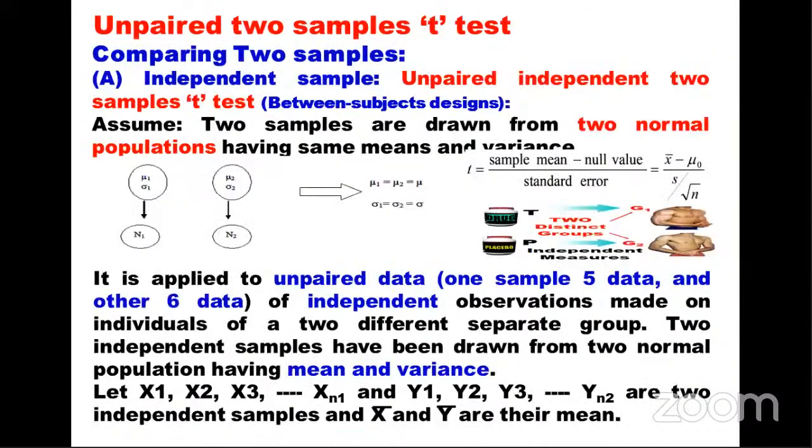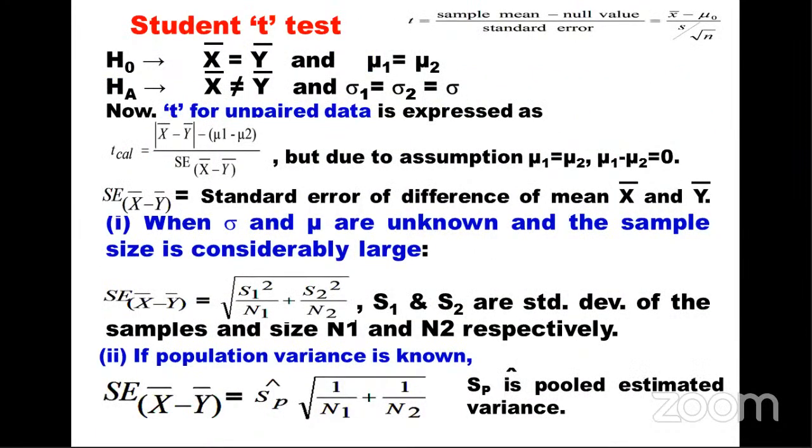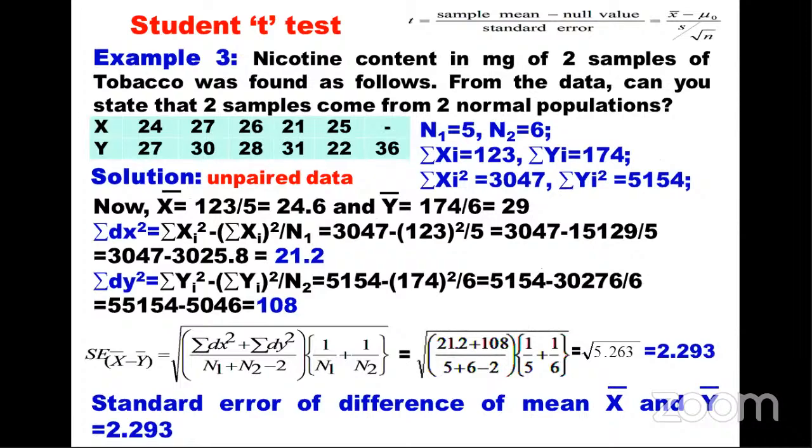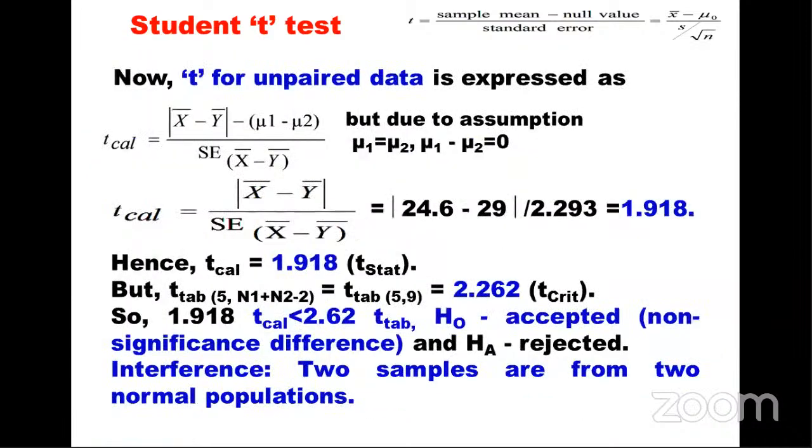Then let's move on to the unpaired test. I'm not going into the detail. What is the standard error for two groups? S1 square by N1 plus S2 square by N2, and so on. So these are the formulas. Now let's take the example, the nicotine example.